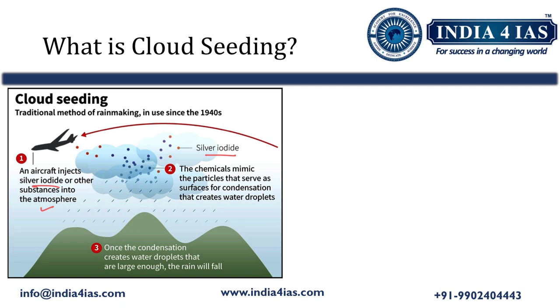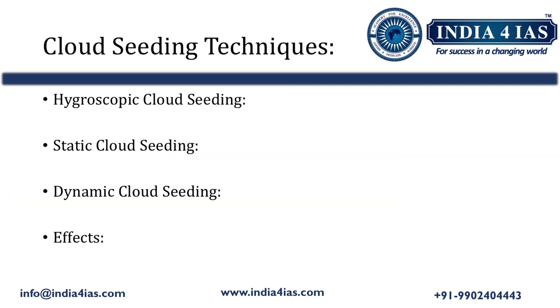So this is the process of cloud seeding. The chemicals that are used are silver iodide or dry ice. Then there are three types of cloud seeding techniques. The first one is hygroscopic cloud seeding. Second one is static cloud seeding. Third one is dynamic cloud seeding. Now we will discuss them briefly one by one.